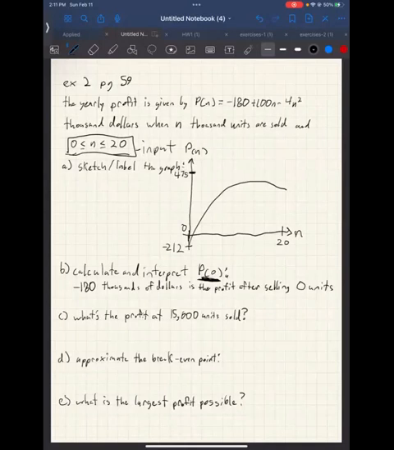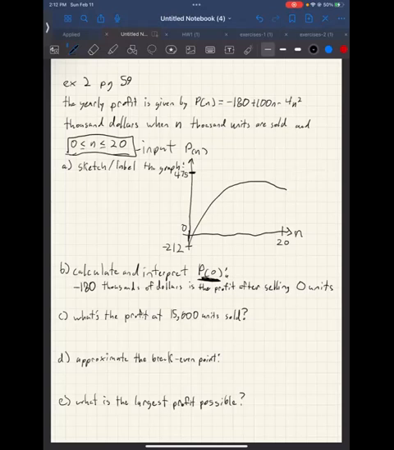And I think that makes sense. If you haven't sold anything, should your profit be positive? No. You haven't made enough money. You haven't made any money. You have only ever spent money to try and make and produce this stuff. So negative 180 thousands of dollars is the profit after selling 0 units.